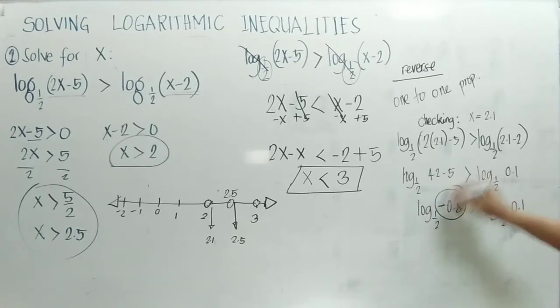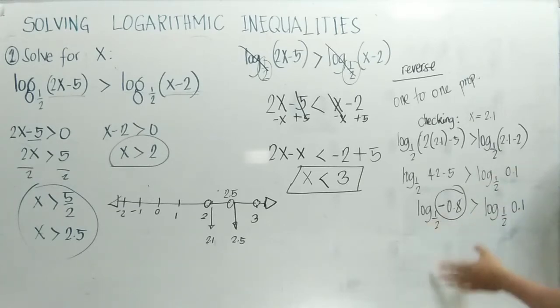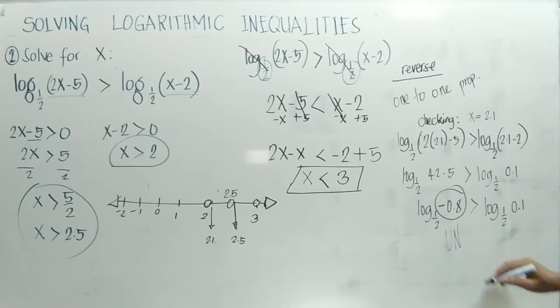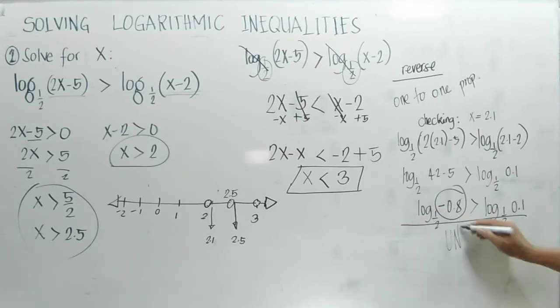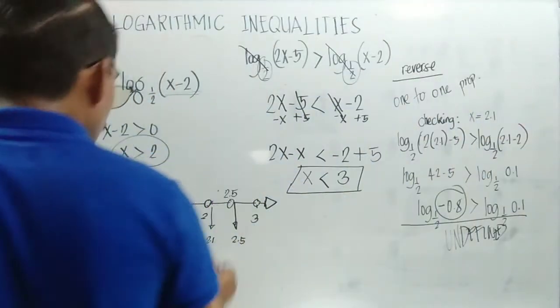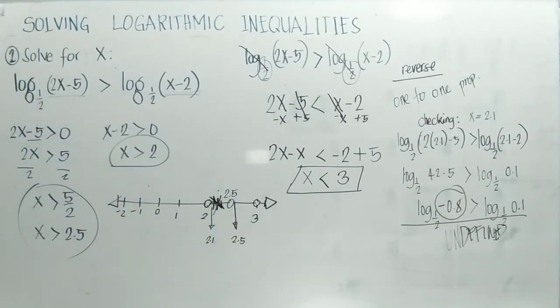So on here you can see that this number is negative. So the logarithm of a negative number is not defined. So we can say that this logarithmic inequality here is undefined. So the values that are greater than 2 here is undefined. So let us check 2.5.